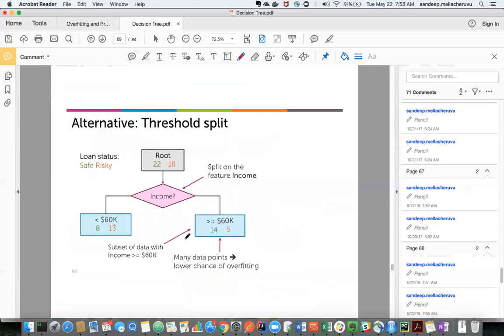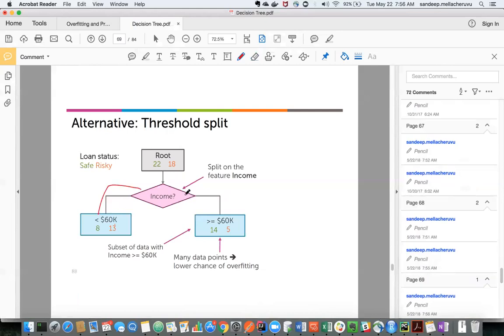So the better way is, instead of splitting on each numeric value, why can't I predict using a threshold? What is this threshold split? Income greater than 60K, income less than 60K. Can I do it like this? Now, regardless of the new income that I am getting, I will define whether it is greater than 60 or less than 60. I am always getting into one branch.